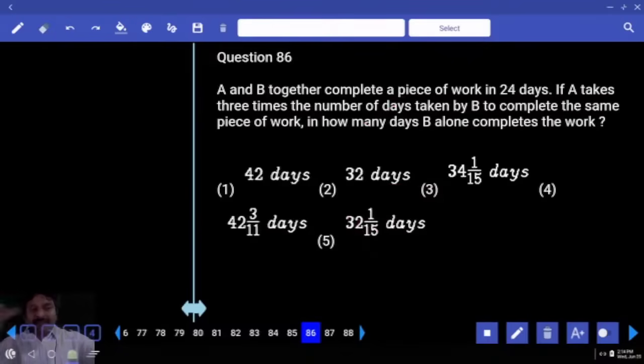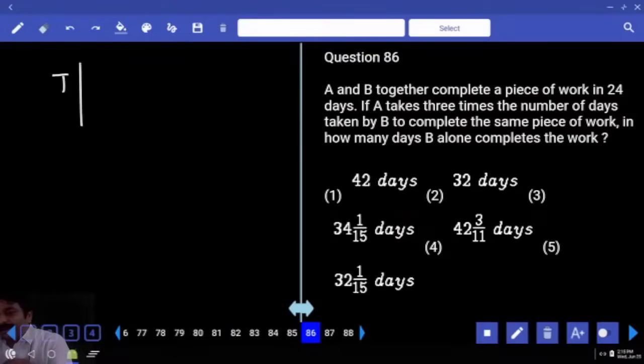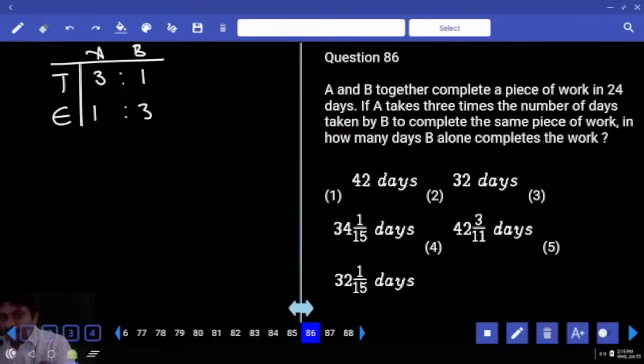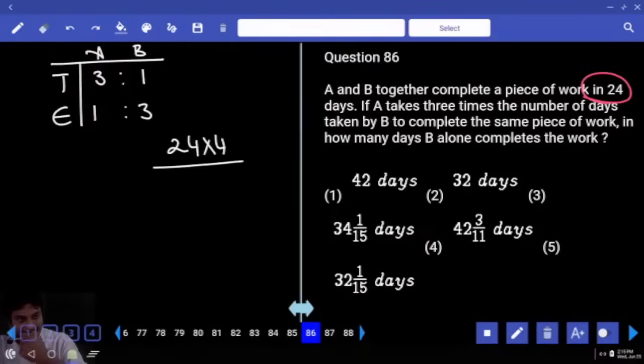A and B together can complete a work in 24 days. A takes 3 times the number of days taken by B. They are talking about time period for A and B. A is taking 3 times of B. If time ratio is 3:1, efficiency ratio, when they are working together, they work with 4 units of efficiency. And how many days they take to complete the work when working together? 24. Then total work is equal to 24 into 4. This is total work.